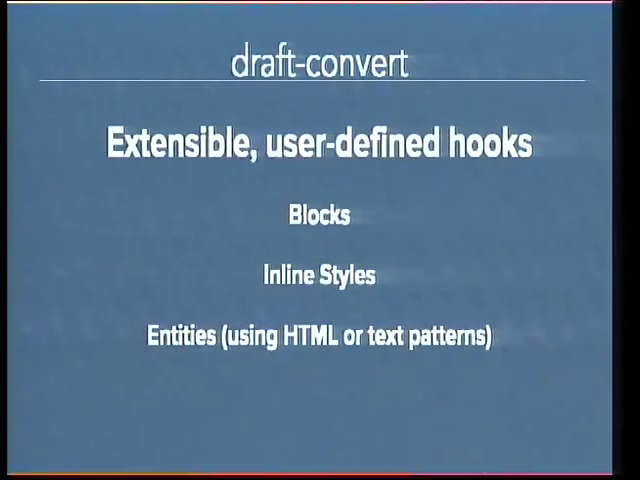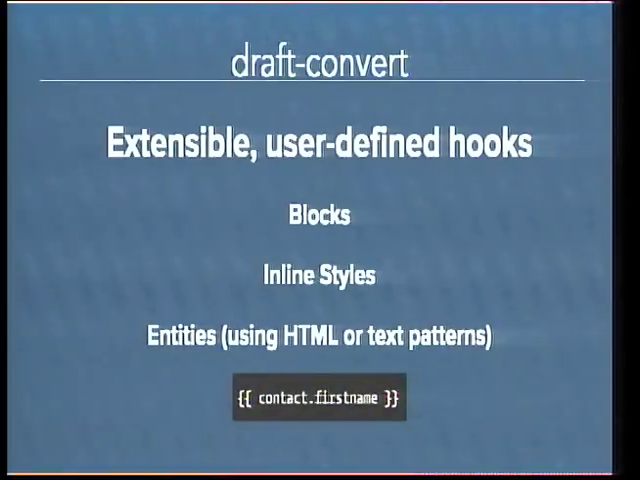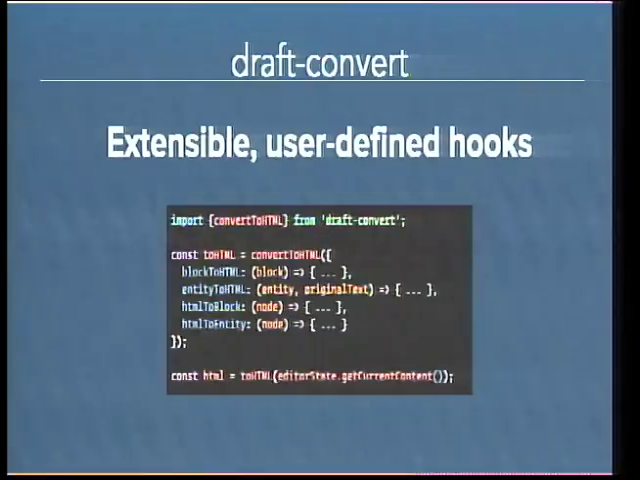You can define exactly how you want to convert to and from using either React components or just strings. So if you have a personalization token, like I mentioned earlier, you can serialize it down to a text pattern, and you can go to and from matching on that as well. So it's pretty easy to use. You basically just provide a bunch of options, and that gives you a function you can use to convert to and from HTML.